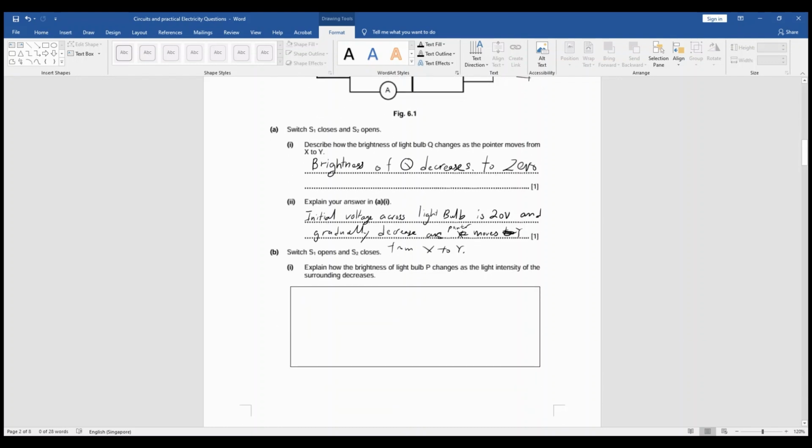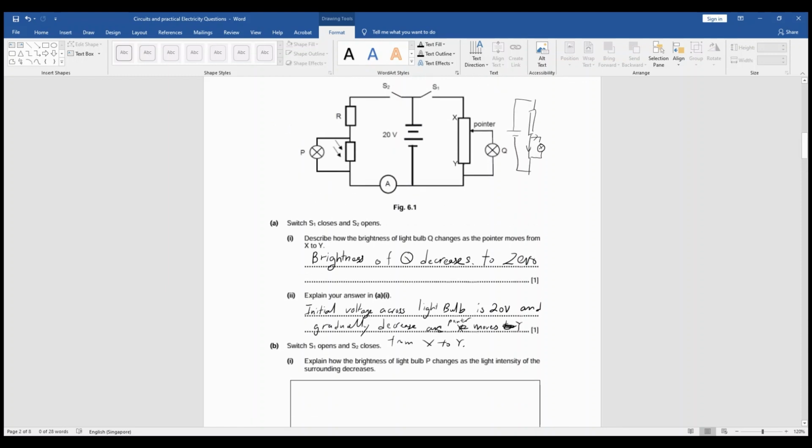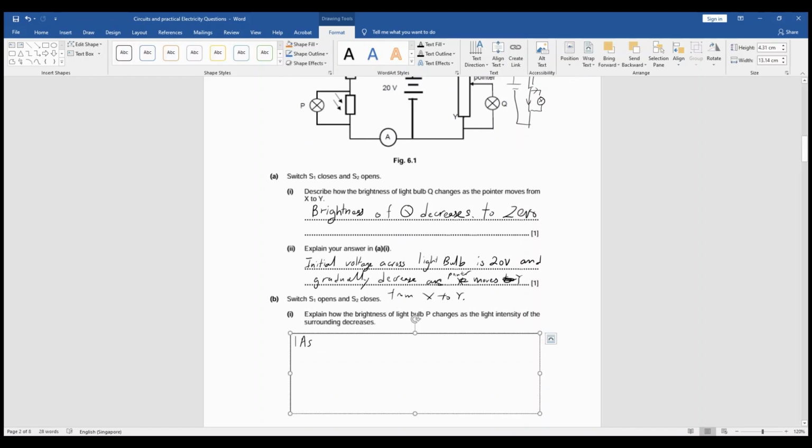Sorry. Let's bring to this. Explain how the brightness of P changes as the light intensity of the surrounding decrease. Okay, so just going to do in cause and effect. Let me erase this.